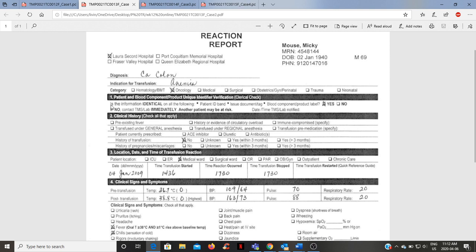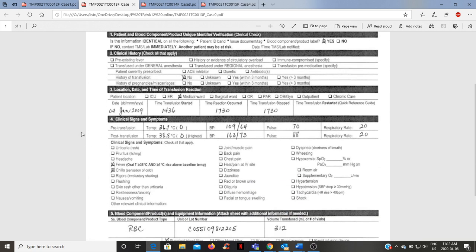So we'll start up here, number 1 again. Is the information identical? This is the ward's clerical check. Yes, that is good. Okay, and they didn't need to call us, so that's good. Number 2, history, no transfusion. All right, good to know. Number 3, now it is the 4th of January. Transfusion was started at 14:36, and the reaction occurred at 17:30.